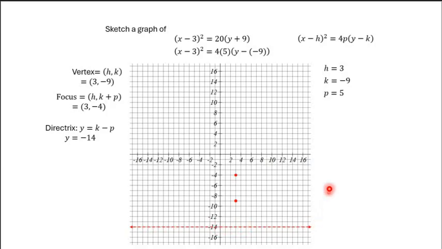That's a horizontal line. The length of the latus rectum is 4 times p, which in this case is 20. So starting at the focus, if I want the latus rectum to be 20 units long, I go 10 units to the right and 10 units to the left, and that is the latus rectum. Once again, the parabola has to go through its vertex and both of the endpoints of its latus rectum, so we get this parabola here. And that's how we graph parabolas in standard form.